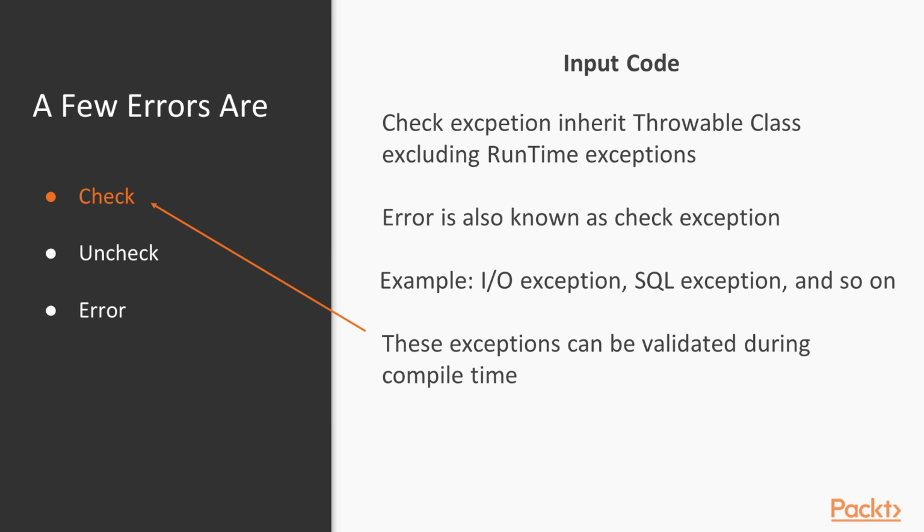Starting with the checked exceptions, they inherit from the Throwable class excluding the runtime exceptions. Checked exceptions are usually IO exceptions, or database-based exceptions like SQL exceptions and so on. These exceptions can be validated only during the compile time. I would give you an example with a run program so that you can have a better understanding of how exceptions are actually thrown by the IDE.